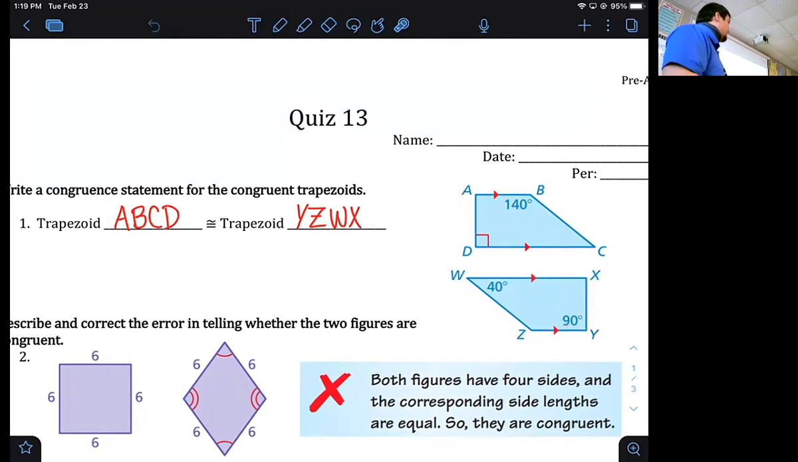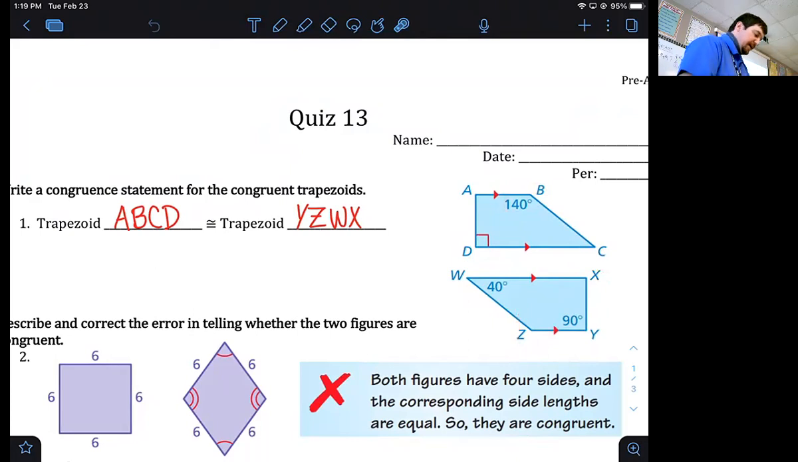I know that because angle A is between this 90-degree angle. By the way, angle A looks like it's also 90 degrees, but it's between this 90-degree angle and the 140-degree angle. So if I match that up on the other shape, angle Y is between this 90-degree angle and the 140-degree angle. Okay, so ABCD, YZWX.